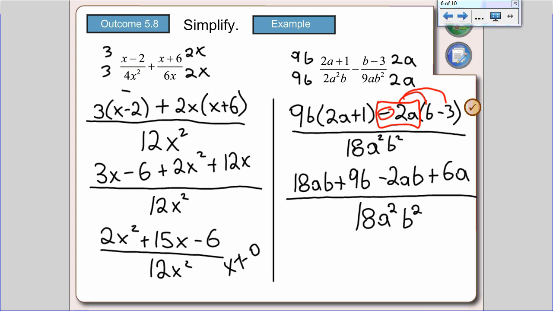I'm not done. What do I have to do? Don't say non-permissible values. I gotta collect my like terms on the top. I have 18ab and I have negative 2ab. Those are the same, so that becomes 16ab. So there's 16 ABs on the top, plus 9 Bs, plus 6 As, and it's all still divided by 18 A squared, B squared. Now we're done. Non-permissible values.